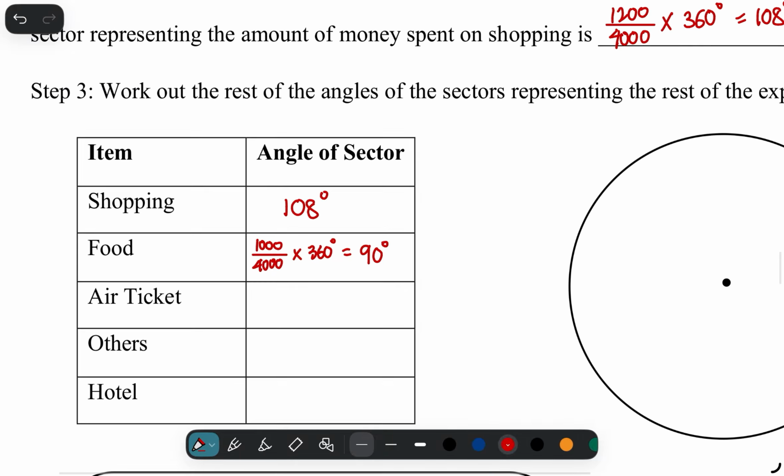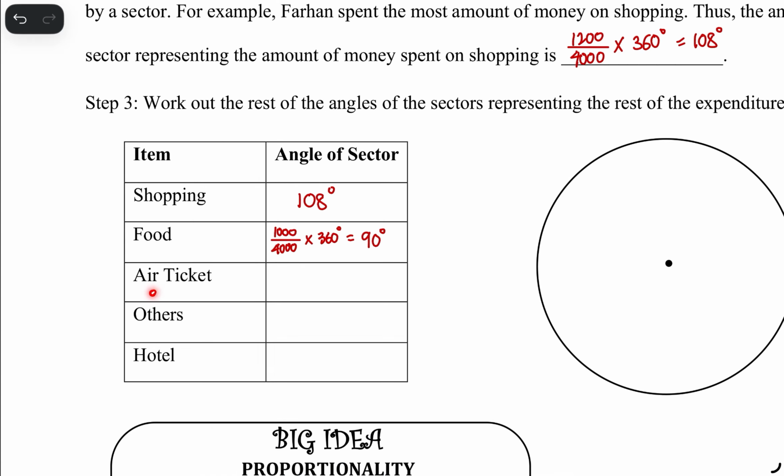Okay, can I now give you 1 minute? Go and calculate the rest. It should be very simple. Find out what angle each sector will take in proportion to the whole circle to draw this pie chart.